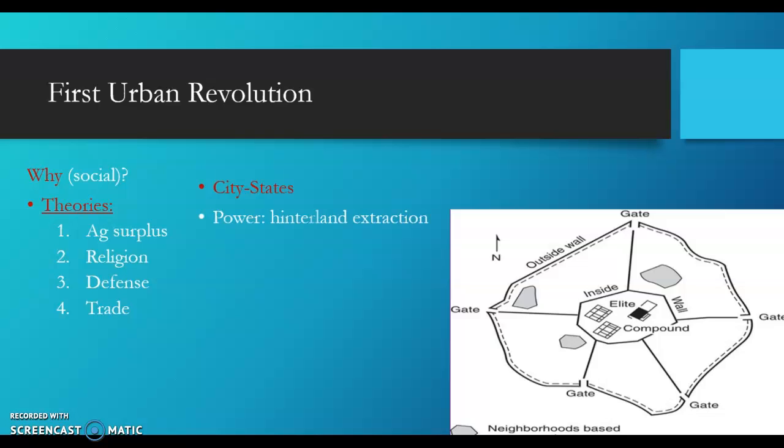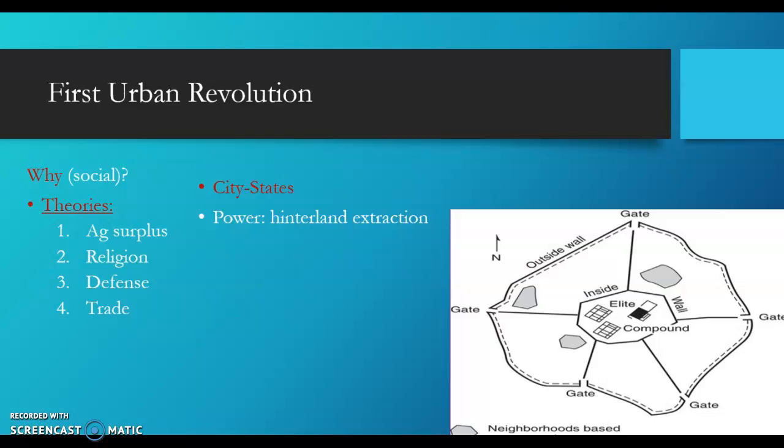Those outside the city lived in what's called the hinterland, and the hinterland provided for the city. A city grew its power and wealth by extracting what was grown or produced outside the city walls. So a city in the middle of a really fertile area would hold a lot of wealth and power because it produced a great deal of commodities like wheat, able to feed a lot of people.